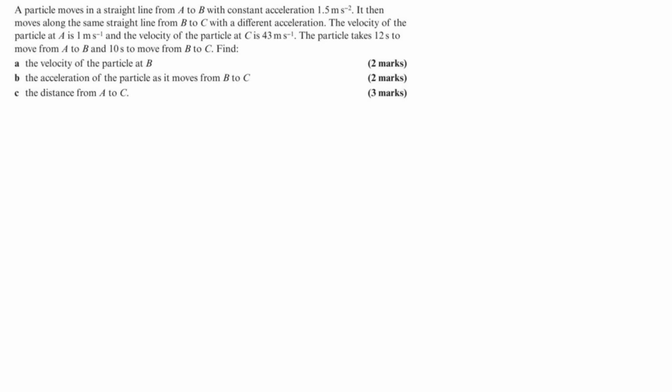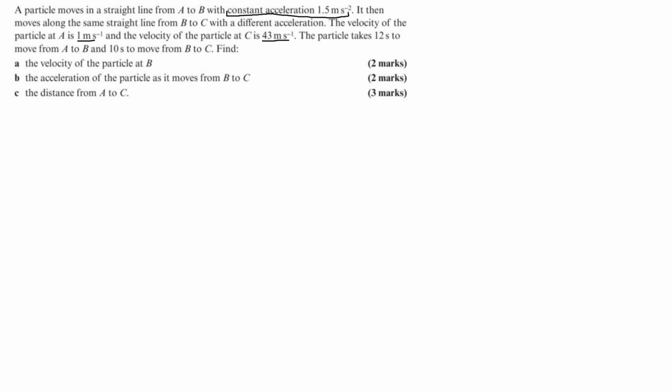A particle moves along a straight line from A to B with constant acceleration 1.5 meters per second squared. It then moves along the straight line B to C with a different acceleration. The velocity of the particle at A is 1 and the velocity of the particle at C is 43. The particle takes 12 seconds to move from A to B and 10 seconds to move from B to C. So work out the velocity of the particle at B.